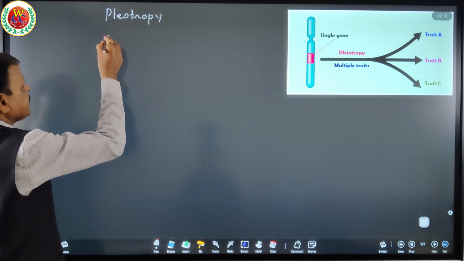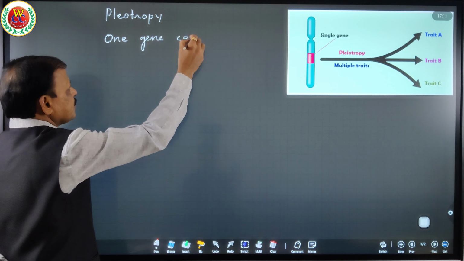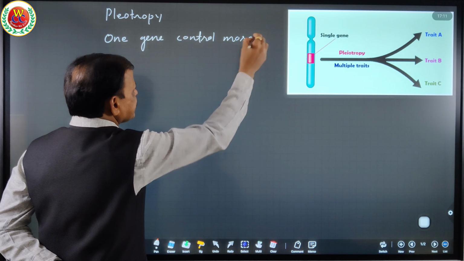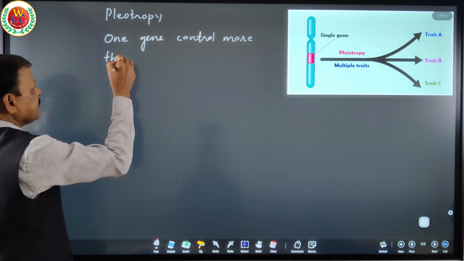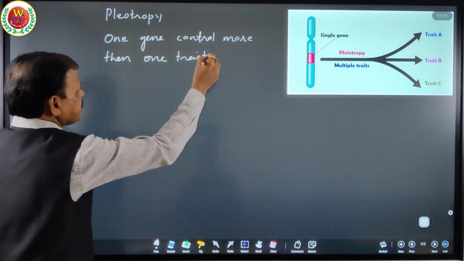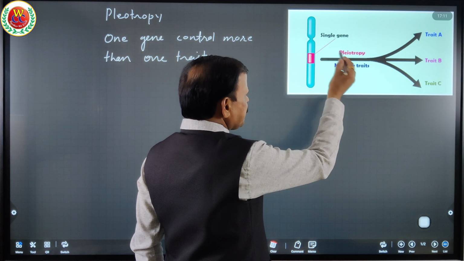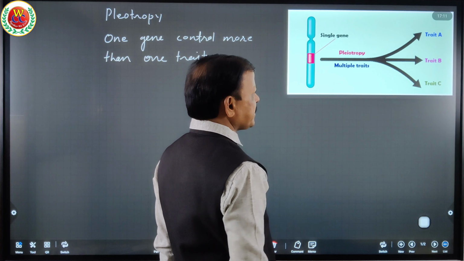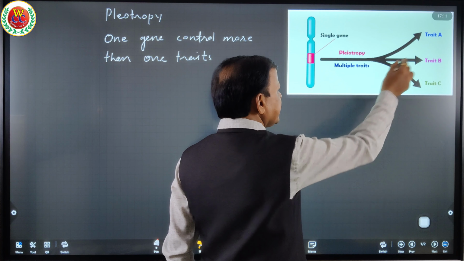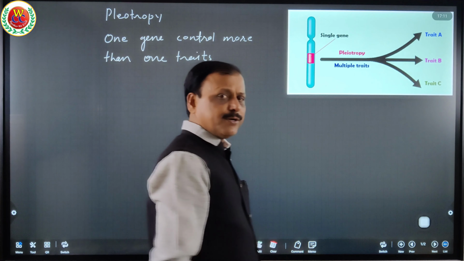Pleiotropy, where one gene controls more than one trait. As shown in this figure, this is a gene that, suppose, produces an enzyme which catalyzes the process. Because of that enzyme, if it is produced, then these three traits are being controlled. If it is not produced, these three deformities will occur.